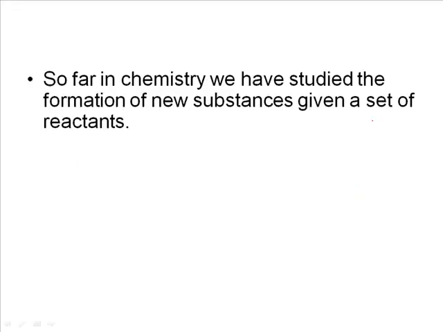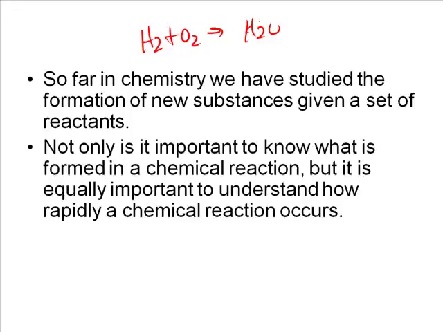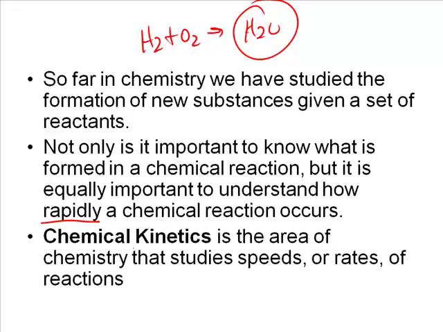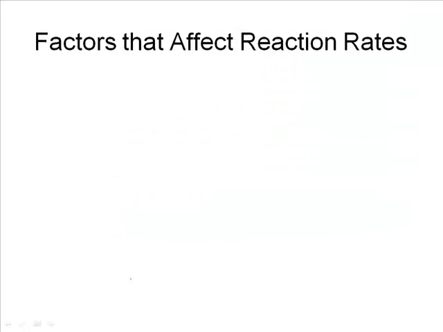So in chemistry so far, we've talked about the formation of a substance given a set of reactants. If I say H2 plus O2, hopefully you can figure out that that makes water. But not only is it important to know what is formed, but another thing that's also important sometimes is how quickly or how slowly a reaction actually does occur. And that's what kinetics is all about. It's about the area of chemistry that studies the speeds or the rates of a reaction.